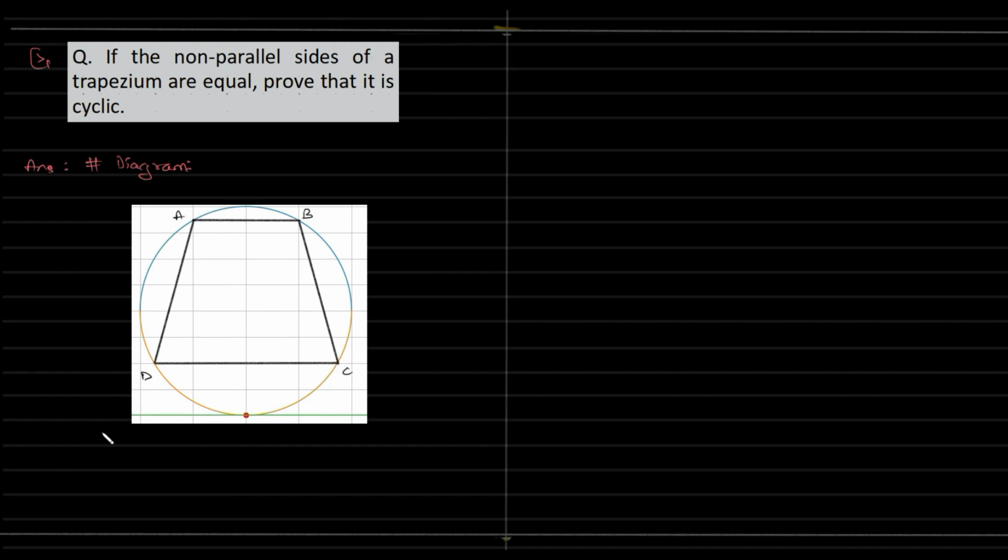So we have ABCD, which is a trapezium. So what makes a quadrilateral a trapezium? One pair of opposite sides are parallel. And in this case, there's a special condition given that the non-parallel sides, AD and BC, are equal in length. So these are all the things that are given. Okay, so we have to prove that this is a cyclic quadrilateral.